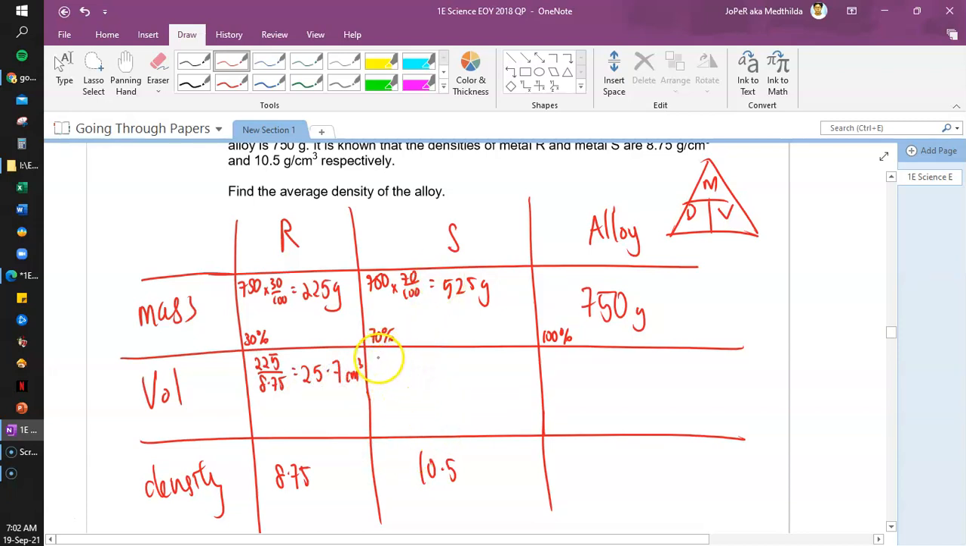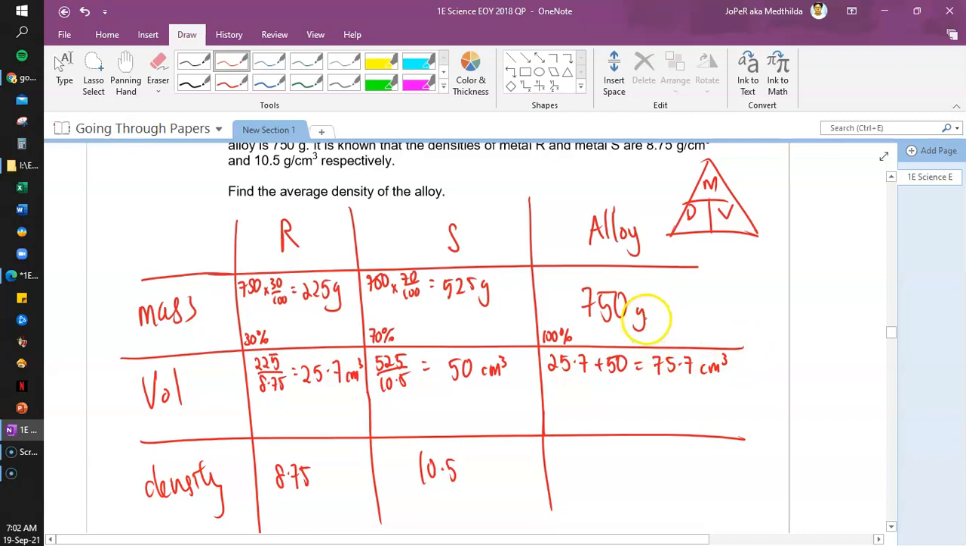Same thing we're going to do over here. Let's find the volume of S. So I take 525 divided by 10.5, and you're going to get 50 cm cubed. Now, when you mix R and S to get the alloy, the volume of the alloy will be the sum of these two. And hence the volume of the alloy will just be 25.7 plus 50, which gives you 75.7 cm cubed.